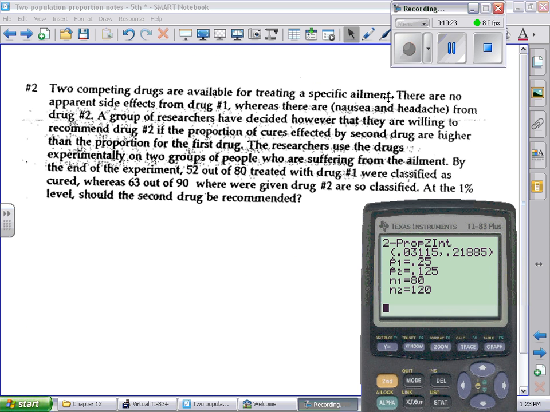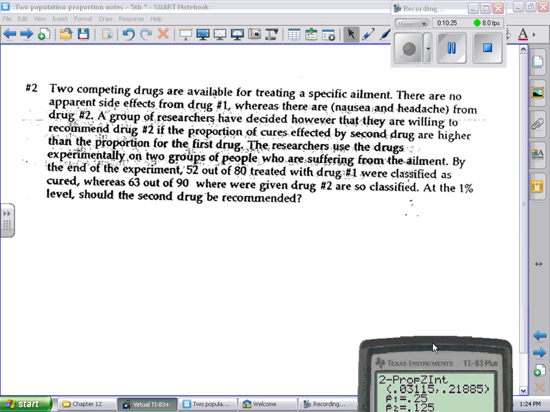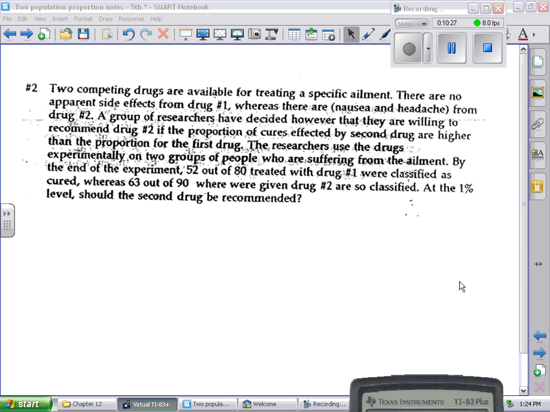Number two, then, two competing drugs are available for treating a specific ailment. There are no apparent side effects from drug one, but there are from drug two. A group of researchers has decided that they're willing to recommend drug two if the proportion of cures affected by the second drug are higher than that of the first drug. The researchers used the drugs experimentally on two groups of people who were suffering from the ailment. By the end of the experiment, 52 out of 80 with drug one were cured, whereas 63 out of 90 given drug two were cured. At the 1% level, should the second drug be recommended?